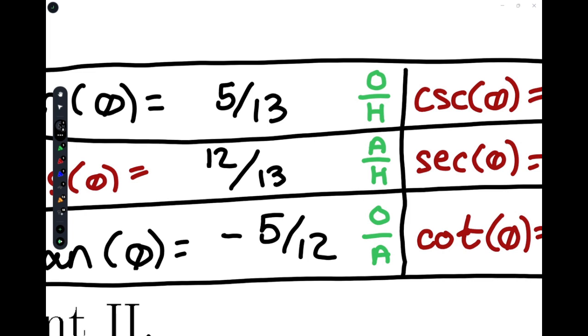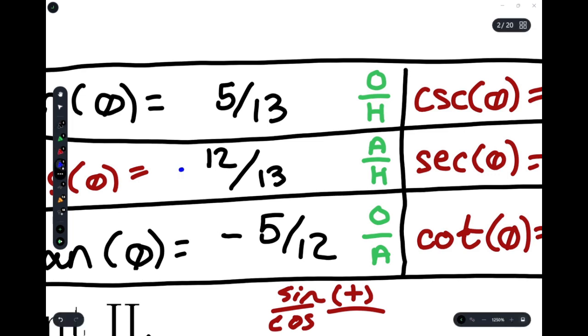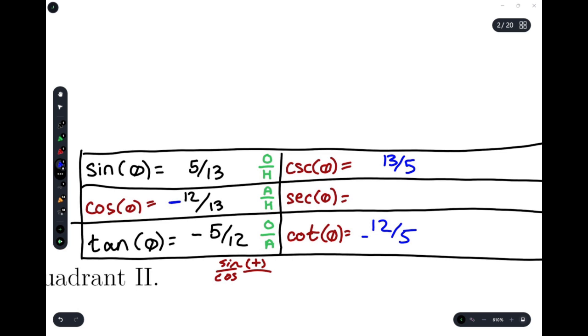What's the formula for tangent? Sine over cosine? And your sine is positive, right? But your tangent is negative, and therefore your cosine is going to end up negative, in order to divide them and get a negative on the bottom. And then we just flip that, right? And we're done.